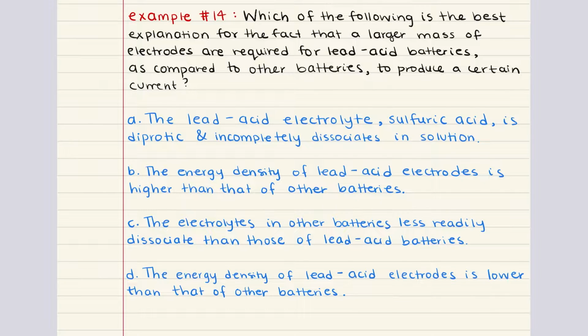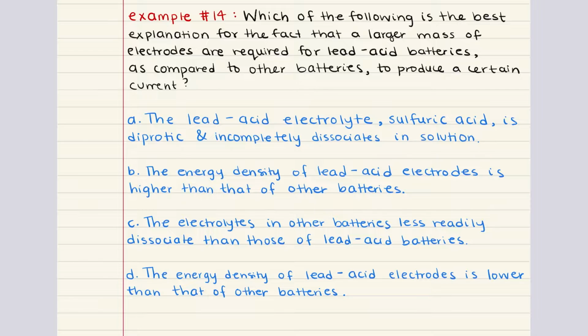Problem 14 asks, which of the following is the best explanation for the fact that a larger mass of electrodes are required for lead-acid batteries as compared to other batteries to produce a certain current? Before we go through our answer choices and discuss which one is correct and which one is incorrect, I want to go over a couple of concepts.